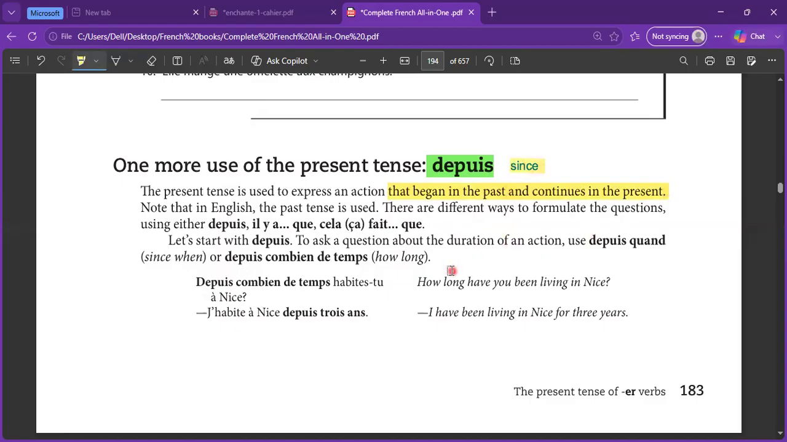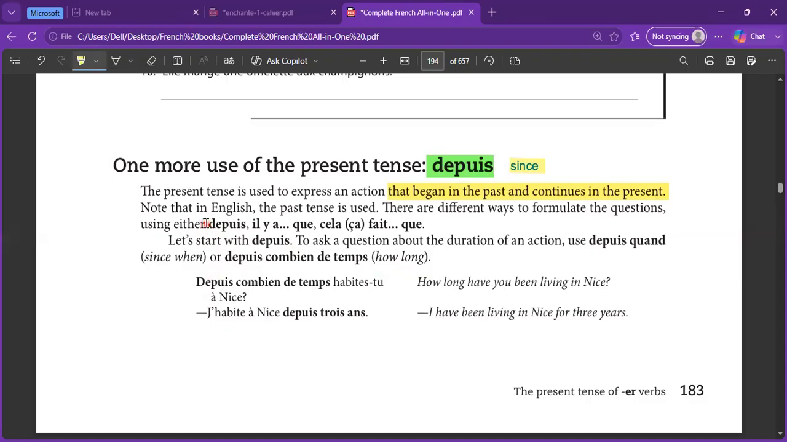Now also, note that in English, past tense is used. And there are different ways to formulate the questions. हम बना सकते हैं बहुत तरीके के. And this is what we will be using in speaking section 1 as well in TEF and speaking section 2 in TCF. तो वहाँ पे ये बहुत काम आएगा हमारे. That is why it is very important. How you can use them to make the question, that we'll see.